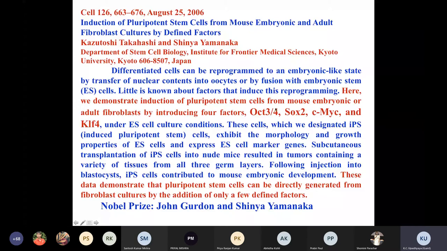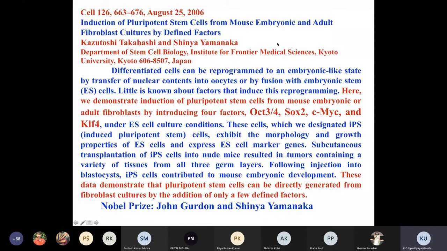Four of these factors can turn normal somatic cells into pluripotent inducible cells, called iPS. You have embryonic stem cells, and these cells can act like pluripotent stem cells, which can be generated directly from fibroblasts. He initially showed this in mouse embryonic cells, then in mouse fibroblast culture cells, and a couple of years later showed in humans that this is possible. And then he got the Nobel Prize.